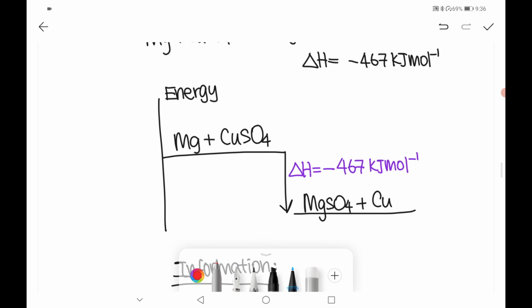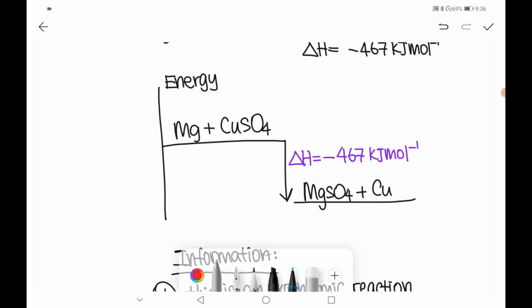So I repeat one more time. From this energy level diagram, you can see it is exothermic because the delta H is negative. You can see 1 mole of magnesium reacts with 1 mole of copper sulfate to produce 1 mole of magnesium sulfate and 1 mole of copper. In this chemical reaction, minus means release. It will release 467 kilojoule.